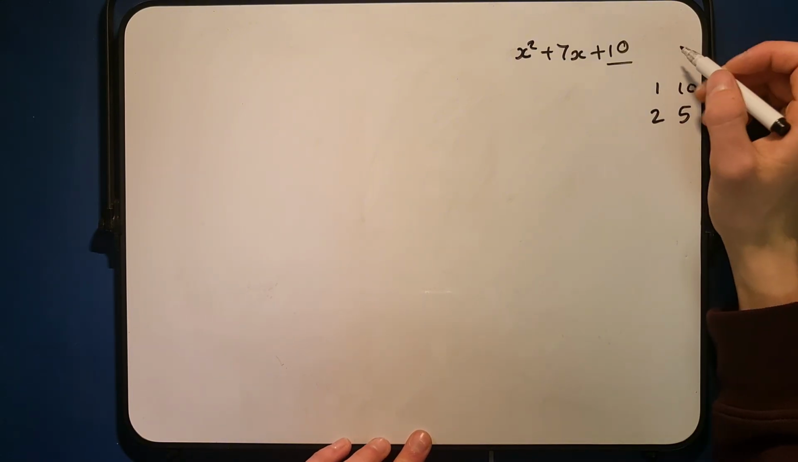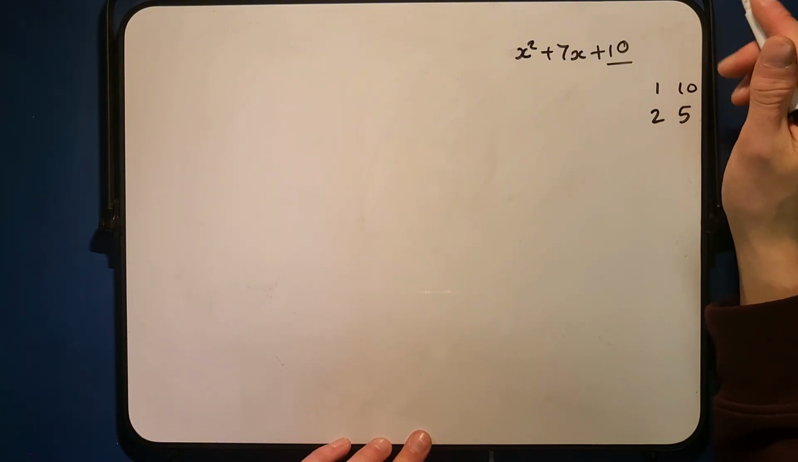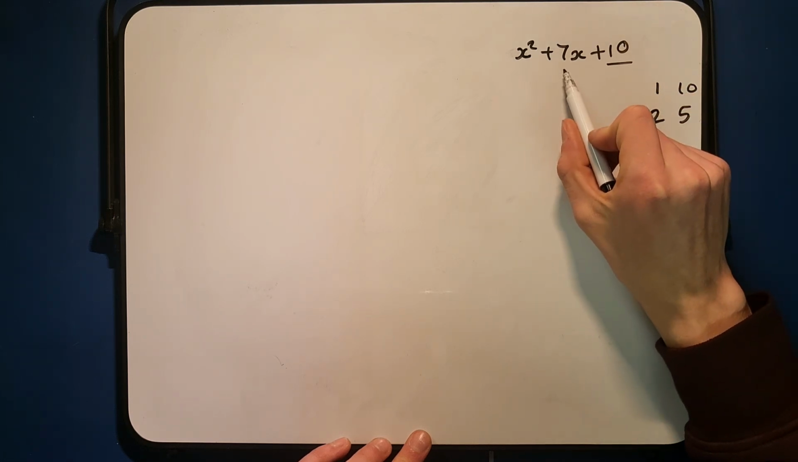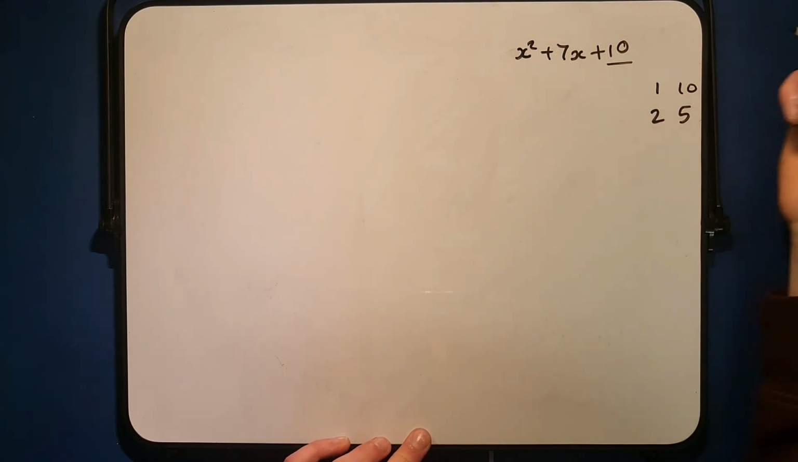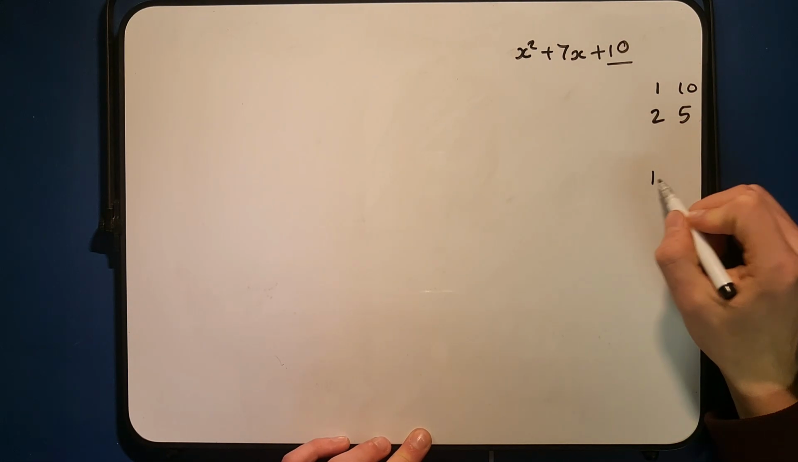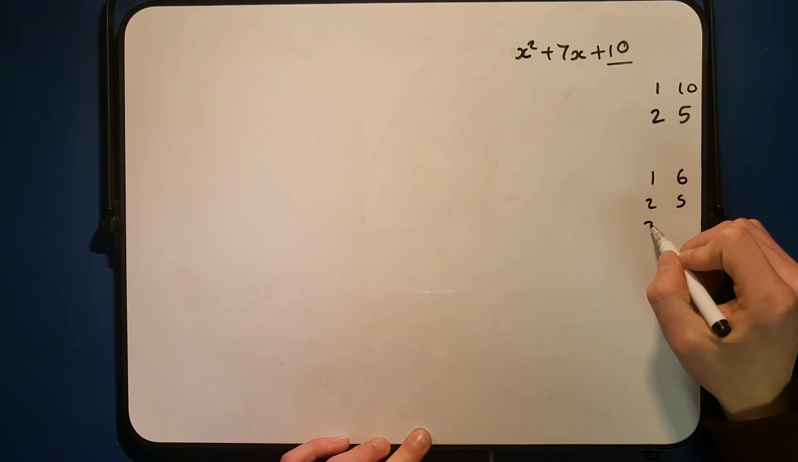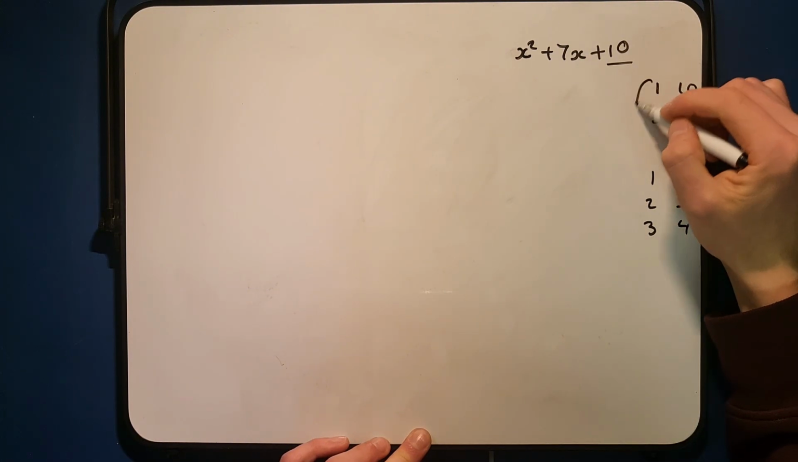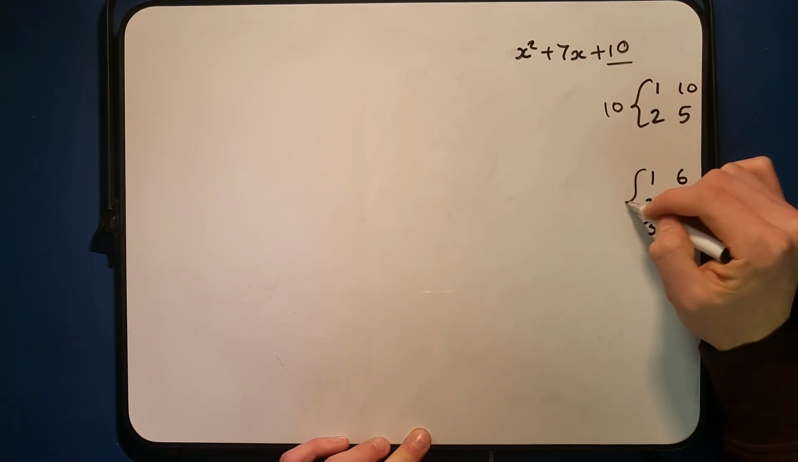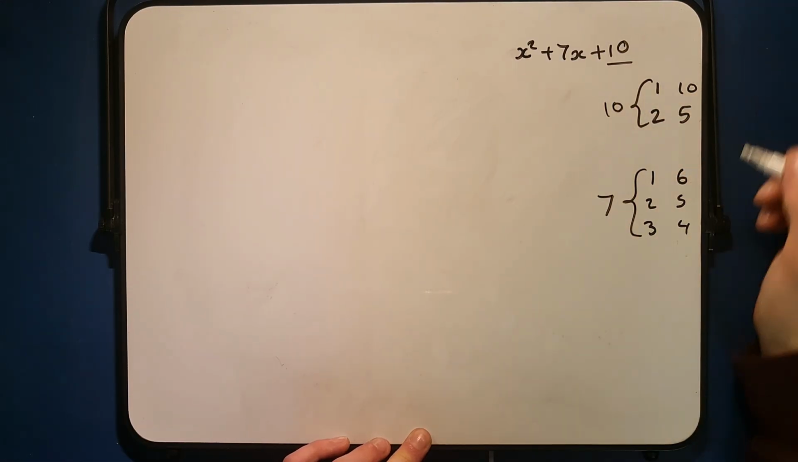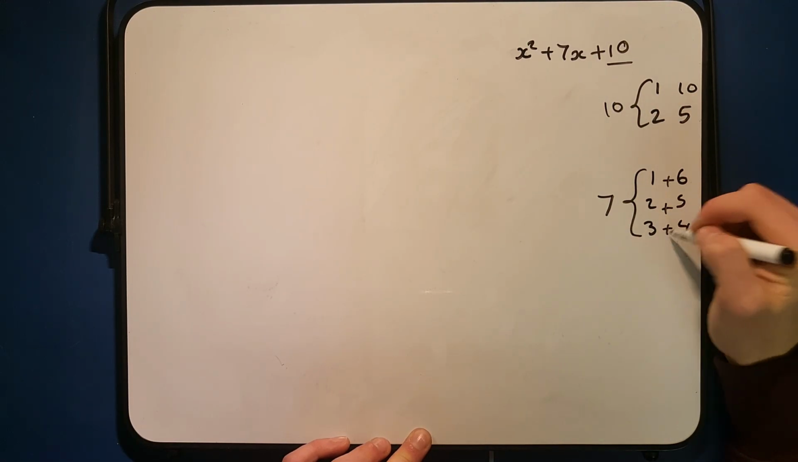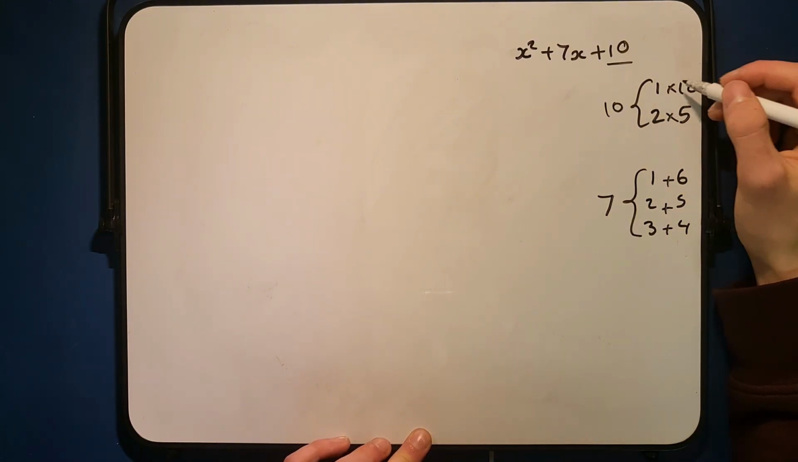Step 2 would be finding what numbers add to give 7, or sum to give 7. So that would be 1 and 6, 2 and 5, and 3 and 4. So this is with our 10, and this is with our 7. These are adding, and these are multiplying.